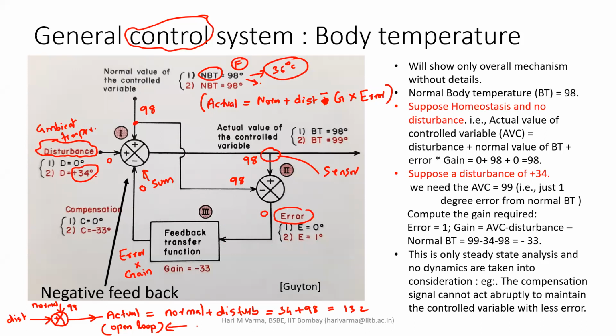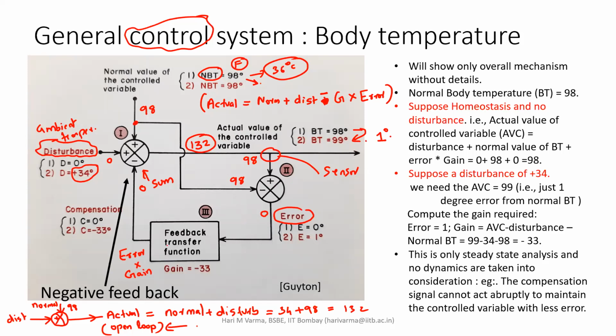But suppose disturbance becomes a positive value, say 34, what will happen? So when disturbance becomes 34, basically this will become 132. Then this has to shoot to 132, right? But I am telling, look, I don't want that to happen. I can afford to have, say, 99 degrees. I can afford to increase it by 1 degree. That I can allow. But I don't want it to be 132. So can you do something?